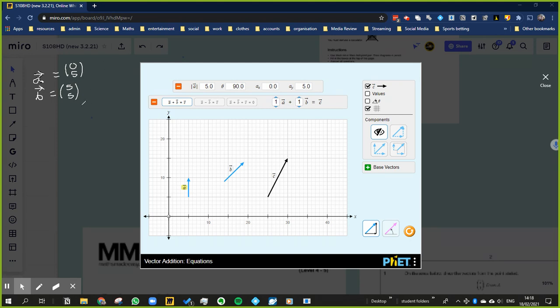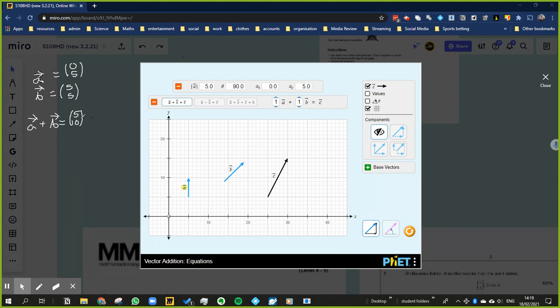So we looked at how to add A and B. We would add A plus B is equal to 0, 5, maybe plus 5, 5. Okay, so we've got 0 plus 5 is 5. 5 plus 5 is 10.